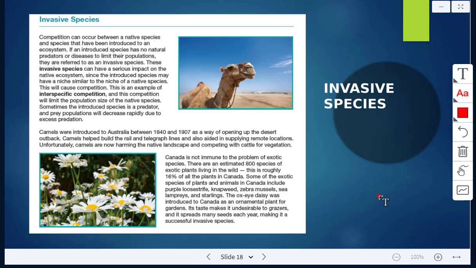Another example in Canada, problem of exotic species. There's an estimated 800 species of exotic plants living in the wild. This is roughly 16% of all the plants in Canada. So some of the exotic species of plants and animals in Canada include the plant here, purple loosestrife, knapweed, zebra mussels, sea lampreys, and starlings. This example here is the ox-eye daisy, which was introduced to Canada as an ornamental plant for gardens. And its taste makes it undesirable to grazers, and it spreads many seeds each year. It's a very successful invasive species.